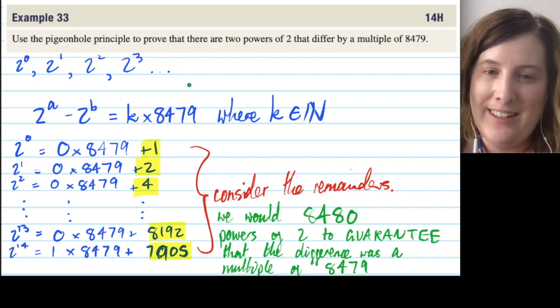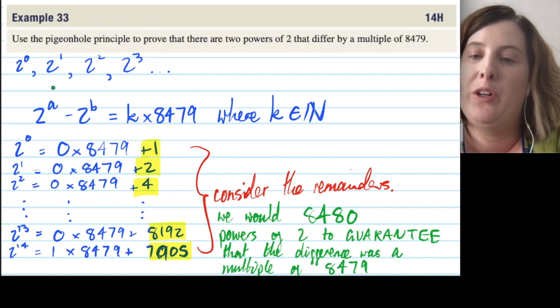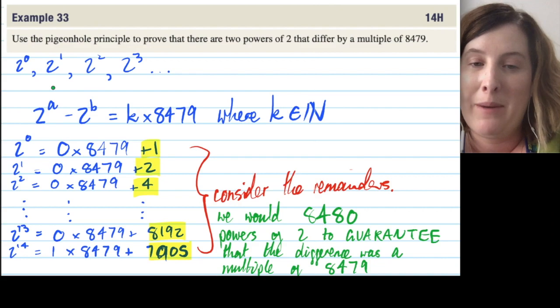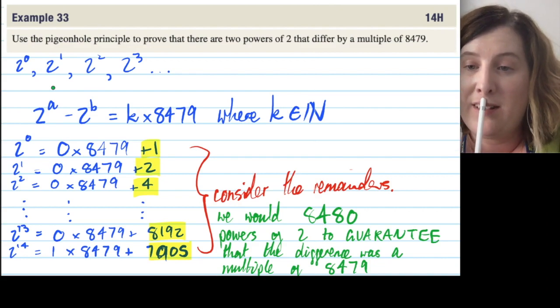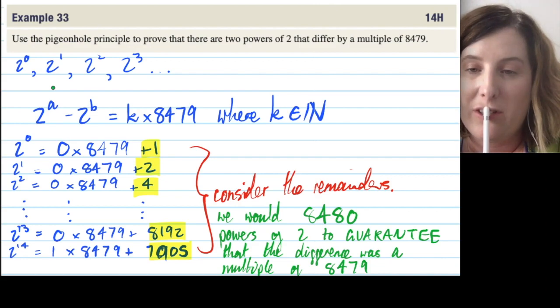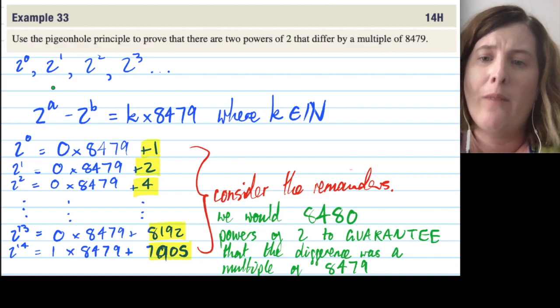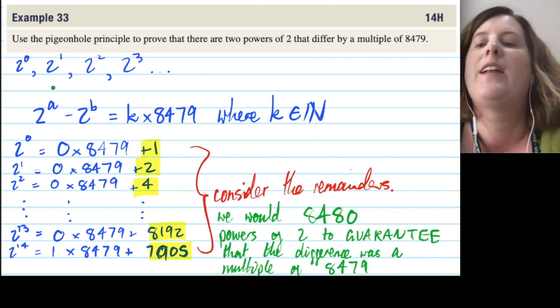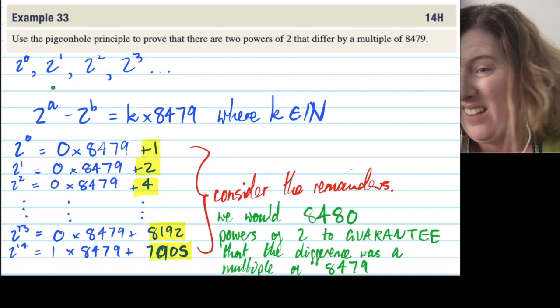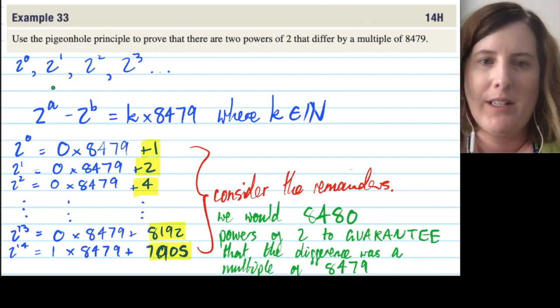But let's just ignore the fact that they're powers of 2. If we've just got numbers, how many do we need to guarantee that two of them will have a difference of a multiple of 8,479? Well, you need 8,480 of them. You always plus 1 to it to guarantee it.